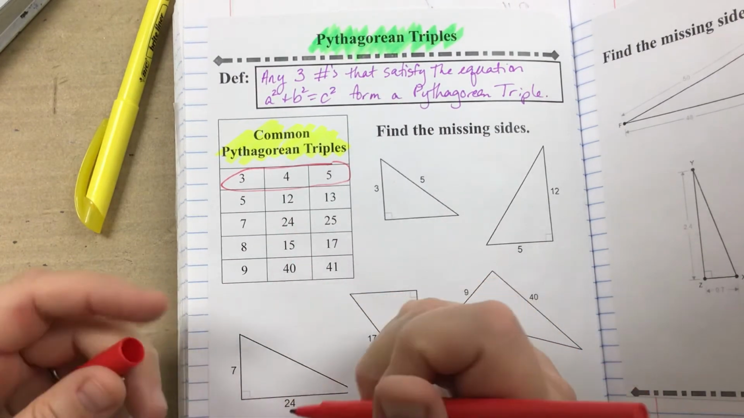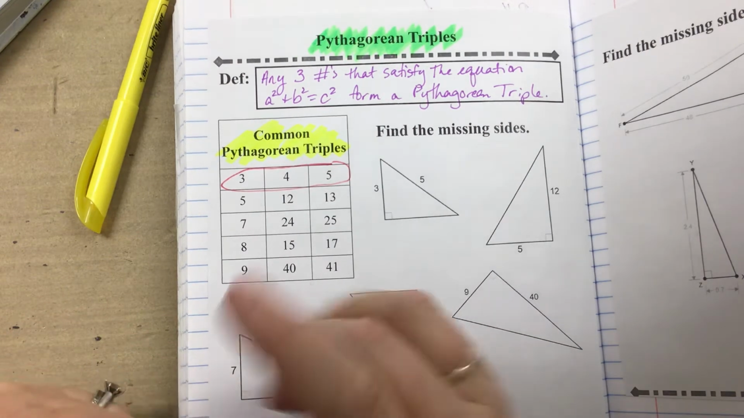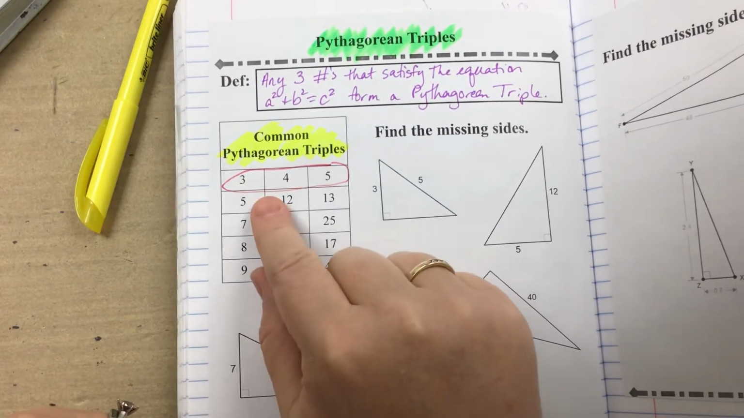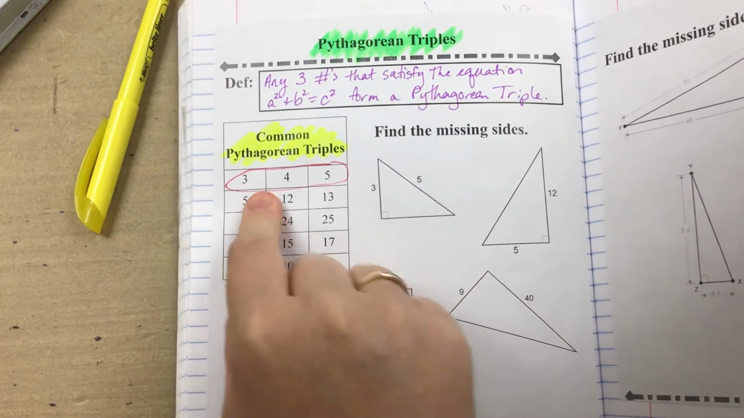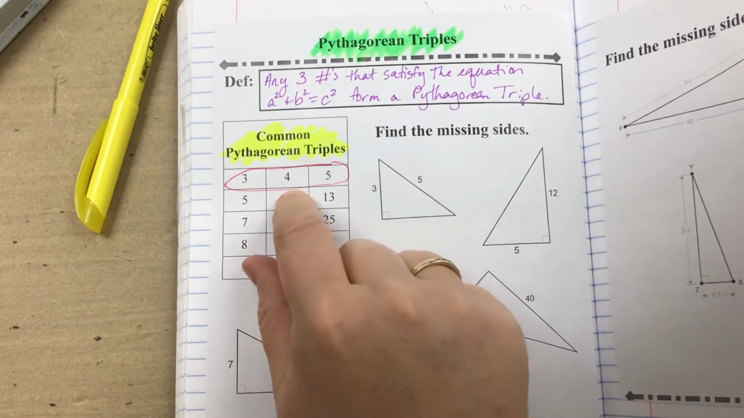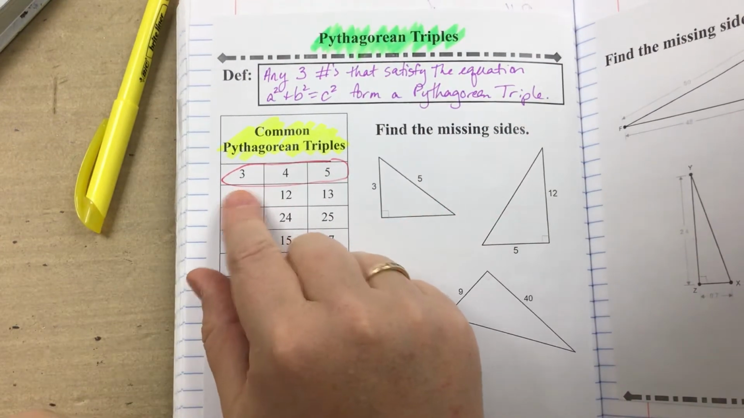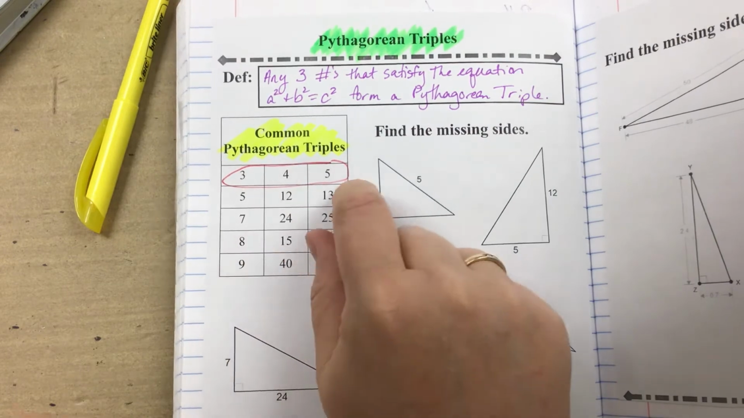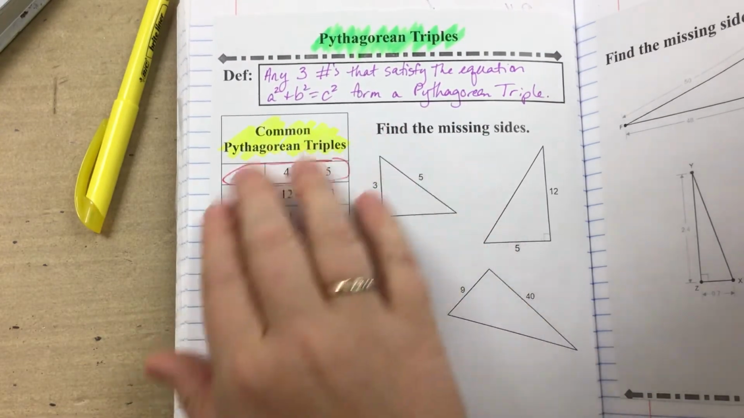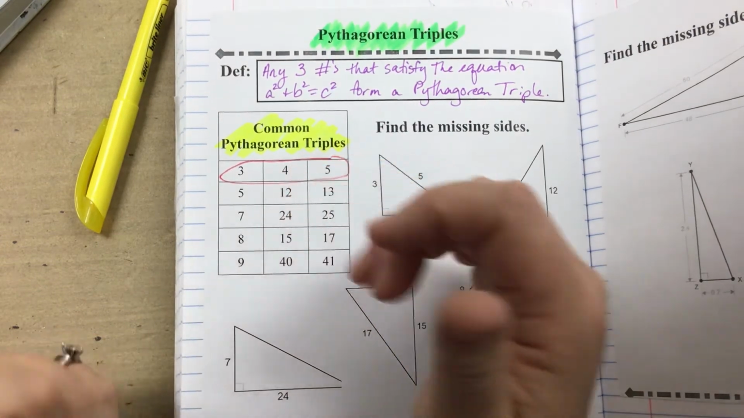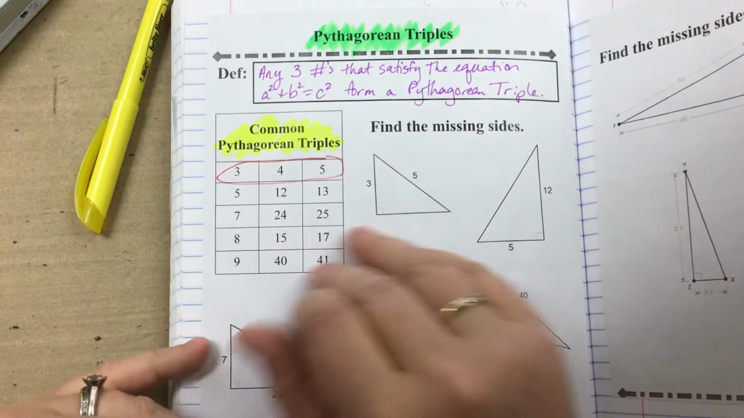And any multiple of these Pythagorean triples is true as well. For example, if I have 3, 4, 5, and I double it, I would have 6, 8, and 10. That's another triple. If I triple it, I would have 9, 12, 15. Again, another Pythagorean triple. If I multiply it by 5, I would have 15, 20, 25. Again, a multiple of any of these works. Now, there are more than these that exist. These are the ones we're going to focus on.